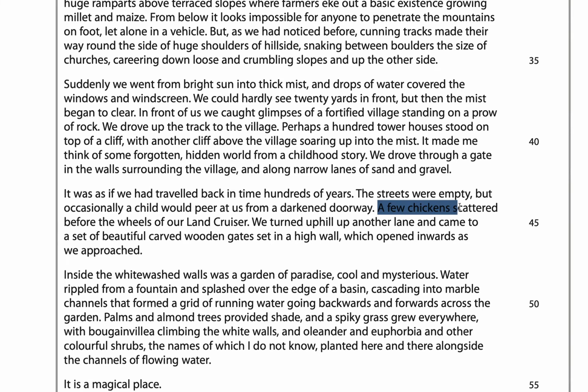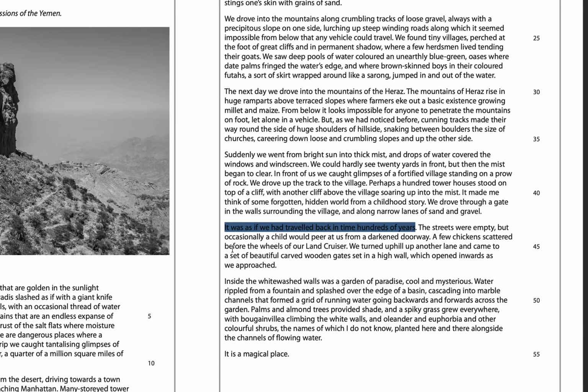Oh, a few chickens. Wow. As if we had traveled back in time hundreds of years. Now there's a contrast. All of a sudden, the writer was speaking really.